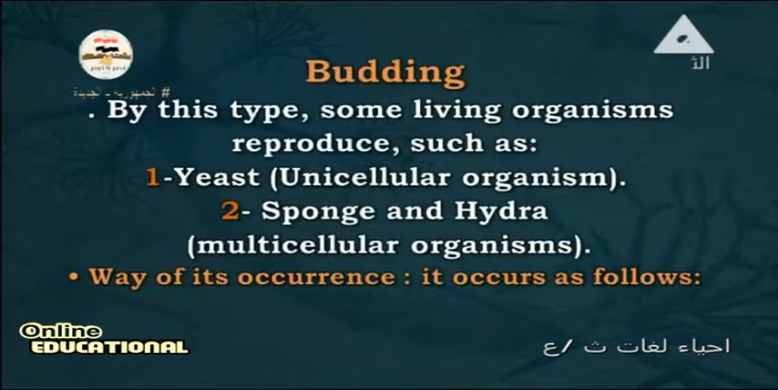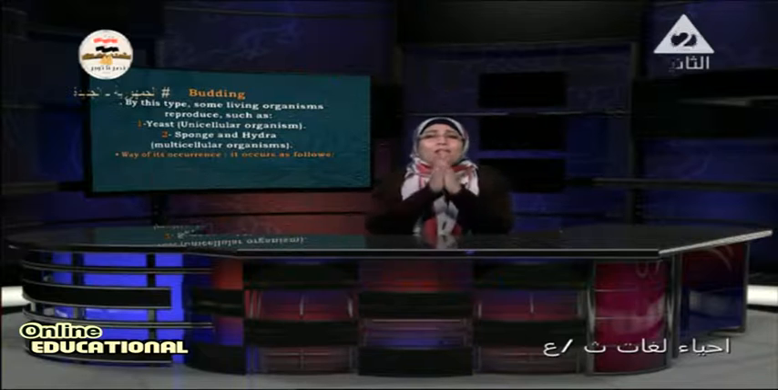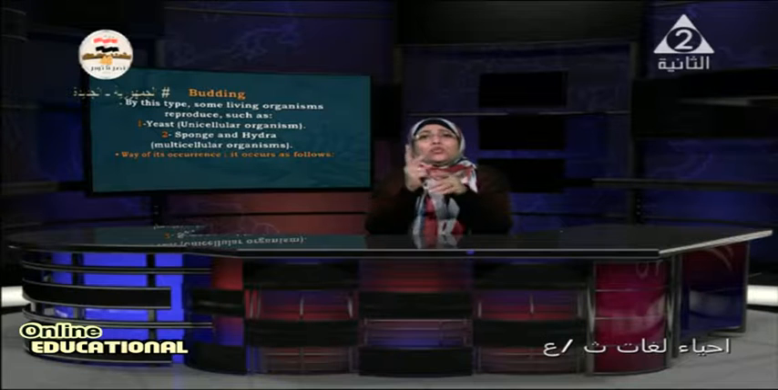Now, we take the second type of asexual reproduction. The second type of asexual reproduction is budding. What is budding? Budding is a type of reproduction in which the living organism reproduces to increase the number. Budding occurs in two types of cells.